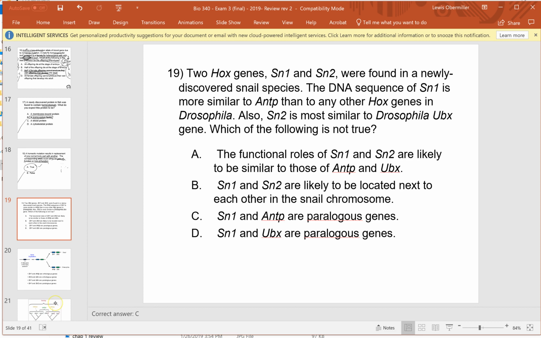And that's just sort of another memorization question. Two homeotic genes, SN1 and SN2, are found in newly discovered snail species. SN1 is more similar to Antennapedia than to any other Hox genes in Drosophila. SN2 is most similar to ultrabithorax gene, which is not true. Okay. Not true. SN1 and SN2 are likely to be similar to those of Antennapedia and ultrabithorax.